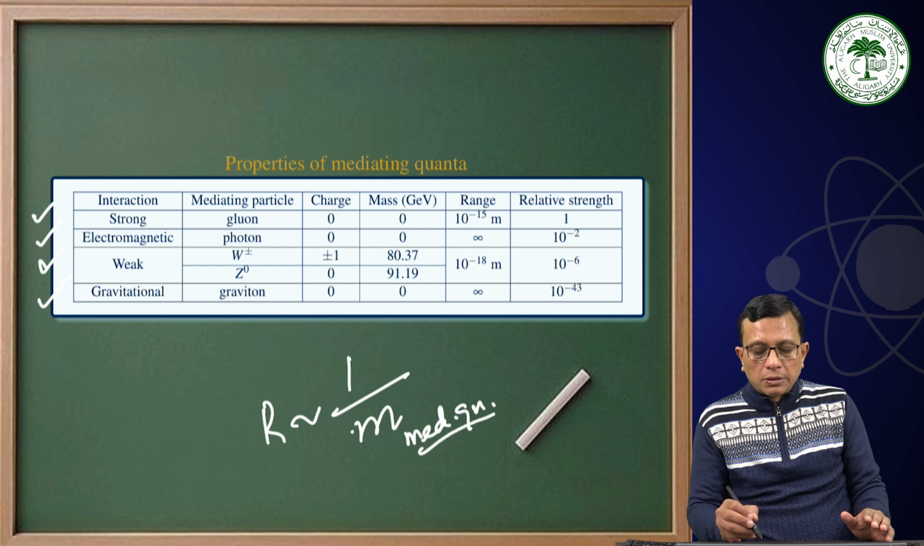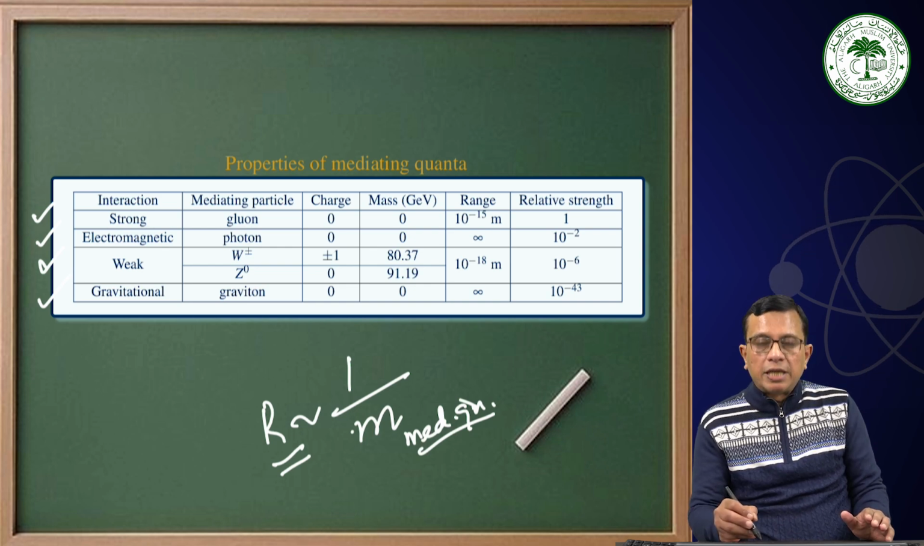Photons: the mass is 0, the range is infinite. For W and Z bosons, the mass is 80 or 90 GeV, the range is very small, 10 power minus 18 meters, and the relative strength in comparison to the strong interaction is a million times smaller.